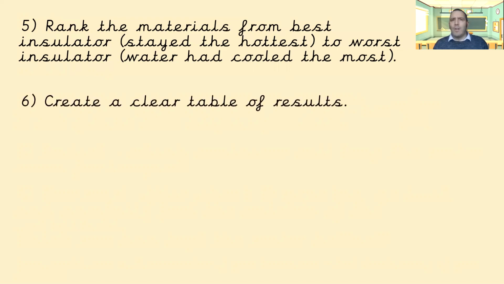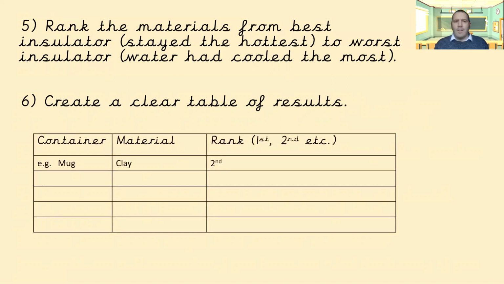Create a table of your results. So something like this. So you will have your container, so what it was. You'll have a column for what material it was made out of, and you'll have where it finished in the rank. So whether it was first, second, third, fourth, fifth, however many different containers you found.